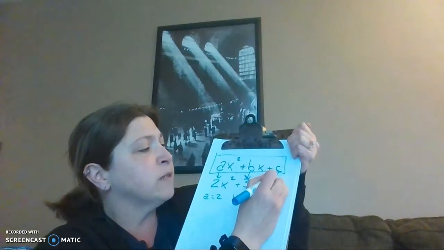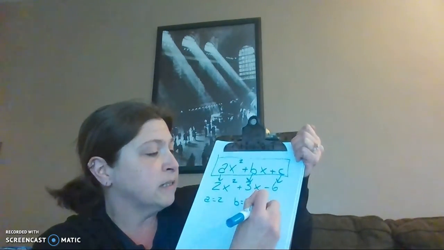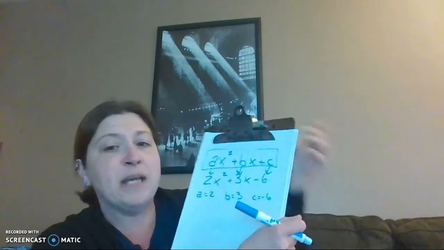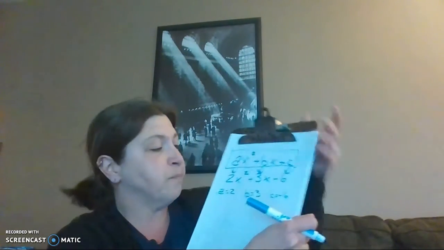So our c number is this back number. This is why I really said that. Remember, c is not 6, c is negative 6. Make sure you're taking your signs. Okay, so why am I bringing this up?